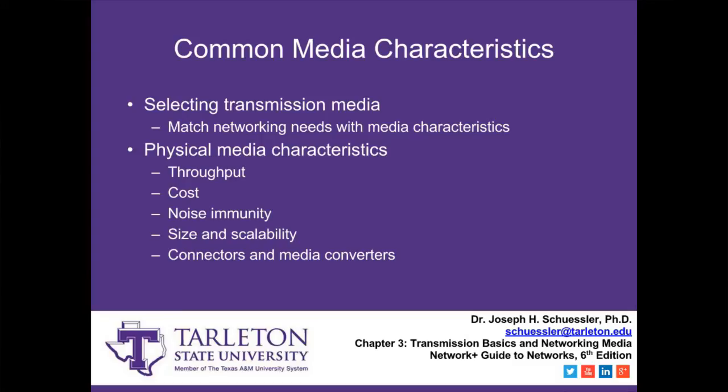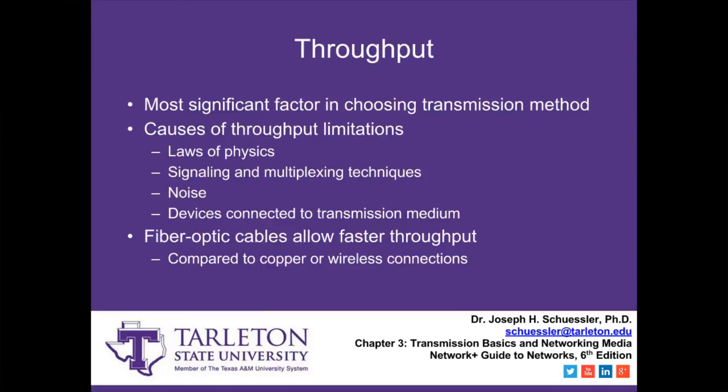Let's see, common media characteristics. Selecting transmission media, you need to match the networking needs with the media characteristics. There are lots of different types of media available. We tend to standardize on just a few, and we'll talk about those in just a second. But there are different characteristics, and different reasons to pick different types of media depending on your situation. Some of those characteristics you probably want to consider are throughput, cost, noise immunity, size and scalability, and then the connectors and media converters. The next several slides talk about each one of these in more detail.